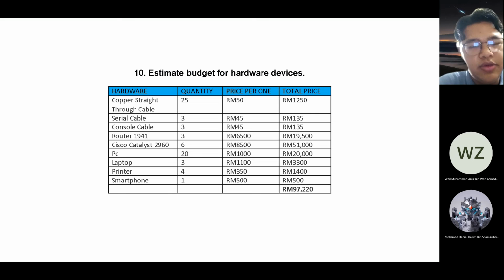Question 10 is estimate budget for hardware devices. First we have copper straight-through cable, quantity 25, price per one is RM50, and the total price is RM1250. Next is serial cable, quantity 3. Price per one is 45 ringgit, and the total price is 135. Next is console cable, quantity 3. Price per one is RM45, and the total price is 135.